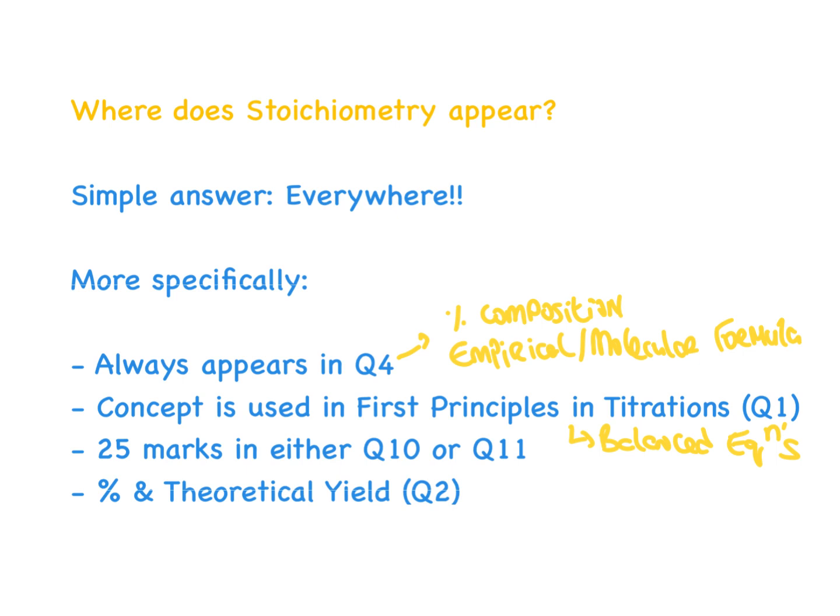And finally, percentage and theoretical yield. It can appear in question 4 or also in question 10 and 11, but it does commonly come up at the end of question 2, which is your organic chemistry experiment question, where you're asked to find the percentage yield of whatever you are producing in question 2. But as I've said already, we're not going to cover that in this video. We'll leave that for another day. So let's dig in, let's look at some exam questions and see where we can go.